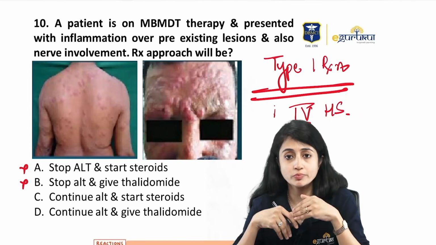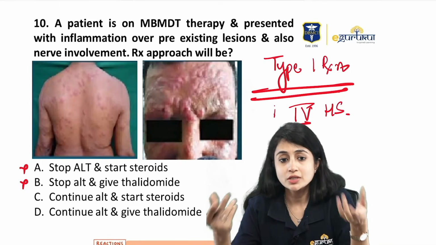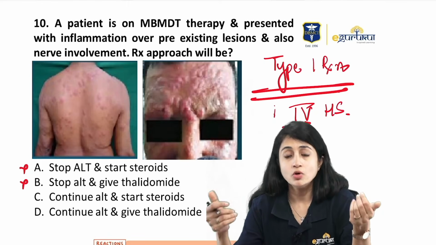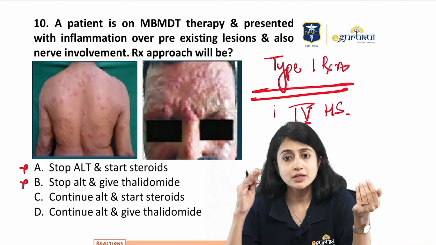Now, coming to the next two options, you obviously continue with ALT or MB-MDT, and would you start steroids or would you give thalidomide? As the drug of choice for both types of reaction, it is corticosteroids.